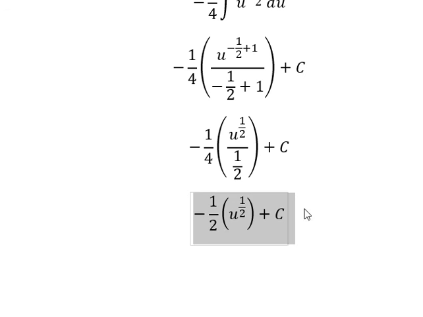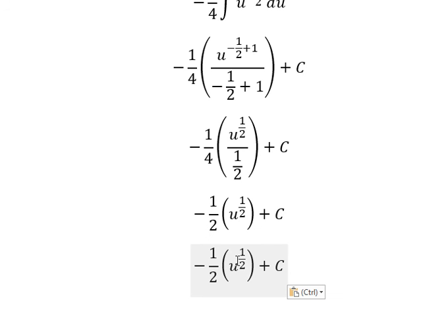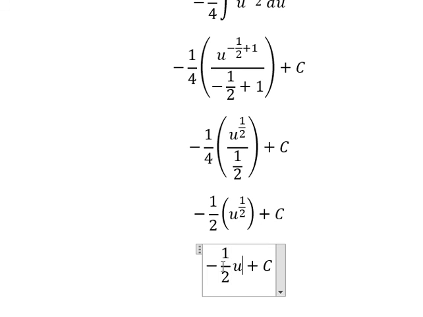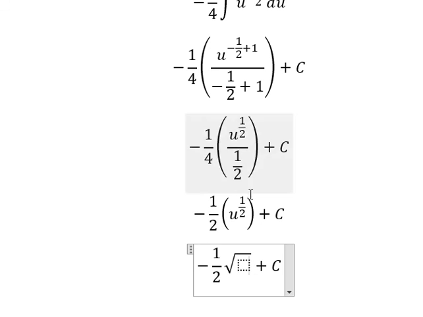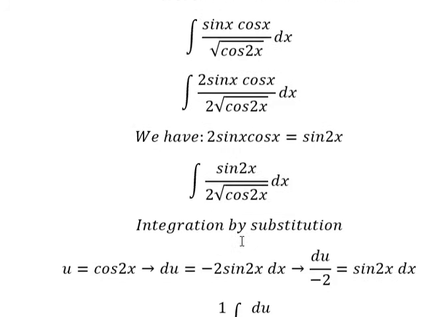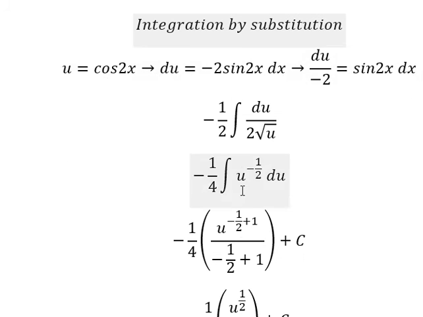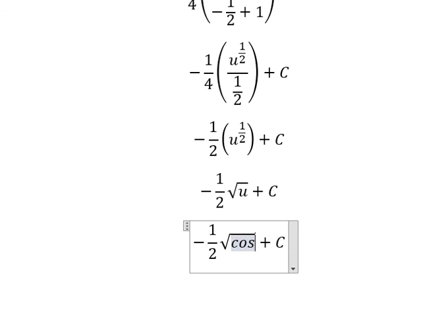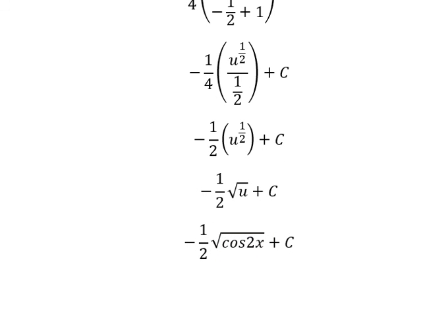And we know that u to the power of 1 over 2 we can change into the square root of u. About u, that is cosine 2x. And this is the final answer.